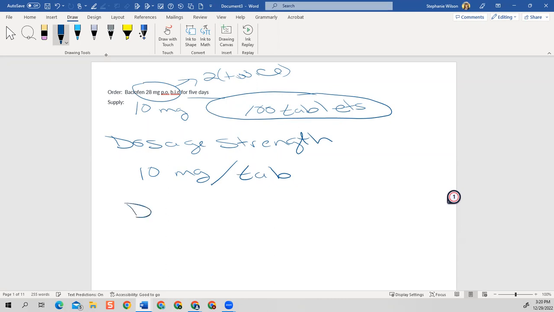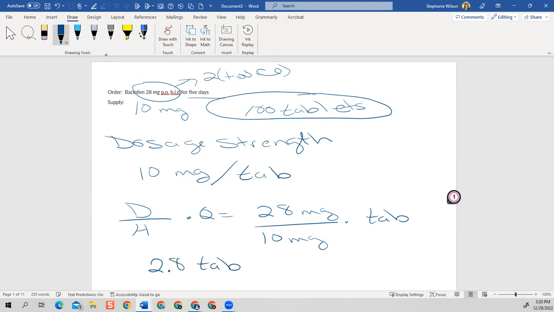I'm going to take my order here. If you use the formula method, it's desired over have times quantity. Let's break down what each part is. Desired is my order, the 28 milligrams. The have is going to be my strength of my supply times my quantity, which is my tab from my supply, my 1 tablet. Now, when I divide this out, I get 2.8 tabs. If you spell it out, then you can write tablets with an S on the end because it's greater than 1. But since I only abbreviated, I did not put an S and no decimal.